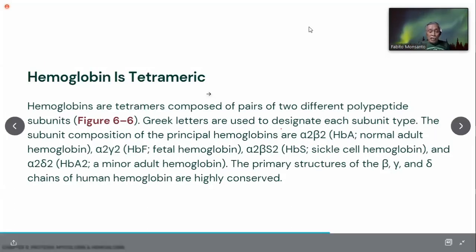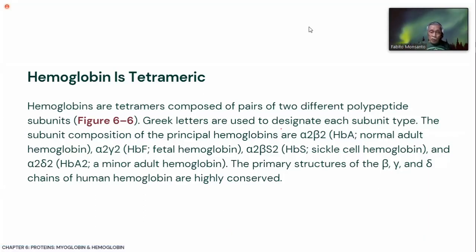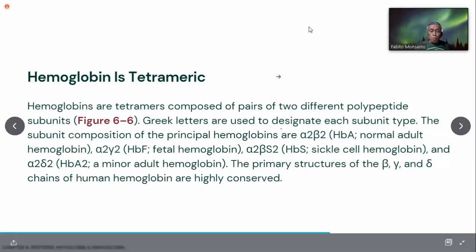Hemoglobin is tetrameric, meaning there are 4 subunits. And the 4 subunits are of only 2 types, alpha and beta. So you have 2 alpha and 2 beta, and this is your mature hemoglobin. So the normal hemoglobin is alpha 2 beta 2, meaning 2 alphas and 2 betas. That's hemoglobin A or normal hemoglobin.